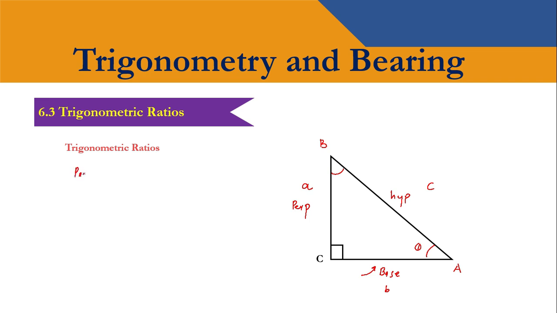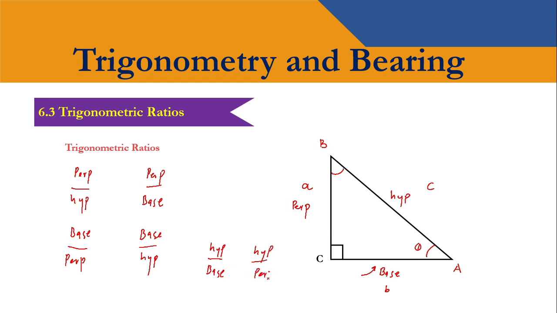First, let's suppose we have a perpendicular. If we divide the perpendicular by the hypotenuse, that is our first ratio. And if we divide the perpendicular by the base, this would be our second ratio. We can also divide the base by the perpendicular and the base by the hypotenuse. Similarly, we can also divide the hypotenuse by the base and the hypotenuse by the perpendicular. So these are the 6 possible trigonometric ratios.